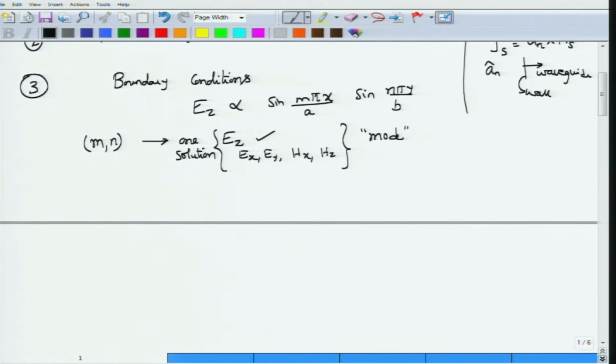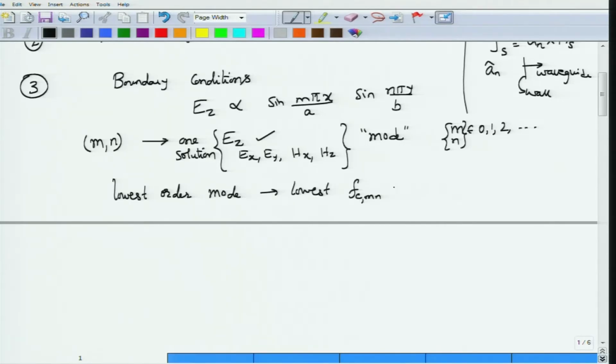Remember, m and n must be integers, okay. So m can go from 0, 1, 2 and so on, similarly n as well. The lowest values of m and n for which the corresponding wave solution or mode exists is called the lowest order mode. It is the lowest order mode that will propagate with the lowest cutoff frequency.